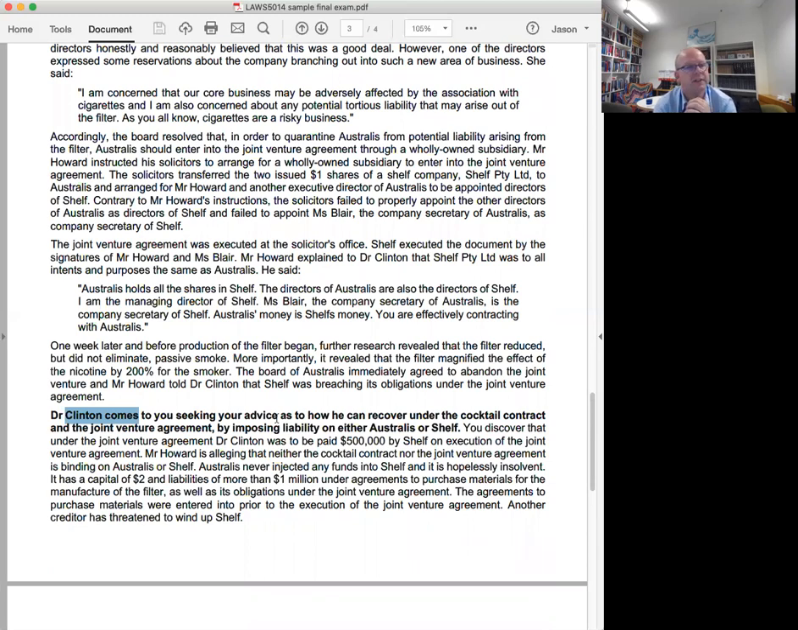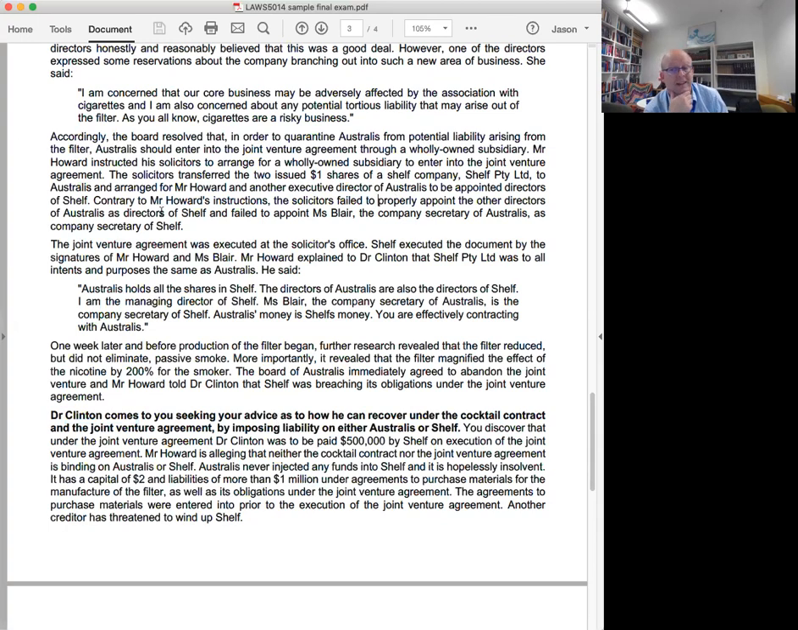Two issued $1 shares. So Shelf is the acquisition vehicle that will be through the joint venture. However, the solicitors failed to properly appoint the other directors. Arrange for Howard and another executive director to be appointed directors of Shelf. So Howard is appointed a director of Shelf, but no other directors are appointed, because it says the solicitors failed to properly appoint the other directors.